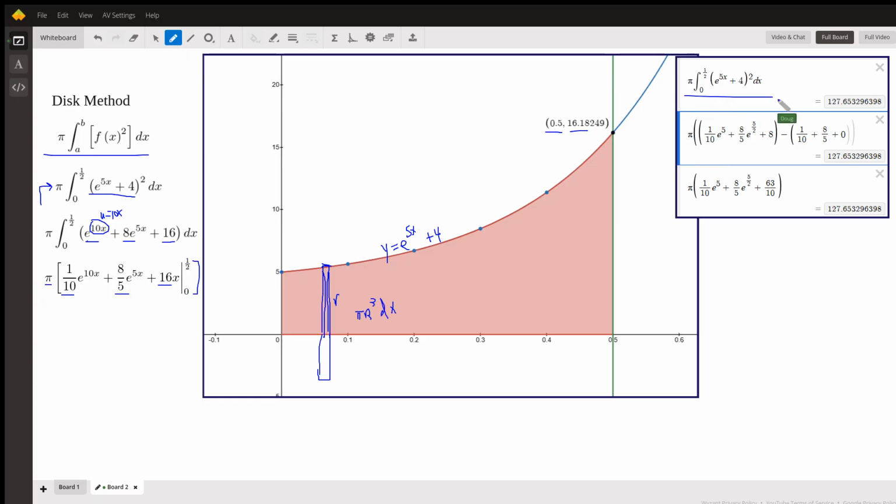Here's what that looks like. Looks like 127.65 as an approximation for the volume. Here's what it looks like with 1/2 substituted into the antiderivative minus 0 substituted into the antiderivative. If you get a common denominator and add, actually this becomes a minus and this becomes a minus, you get 63/10 for those three terms right there. This is an exact answer. If you wanted to, you could get a common denominator, write it as one fraction. And again, that's an approximate answer.